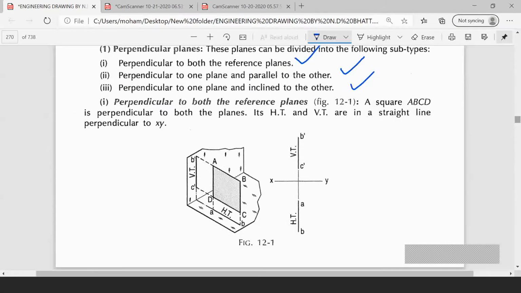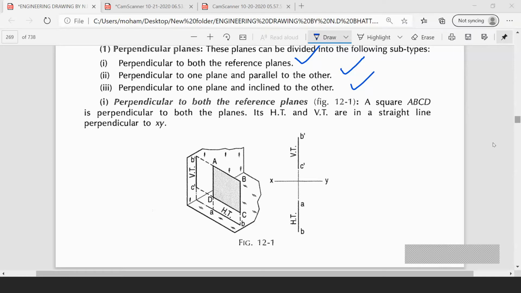Here he has given that the condition is the plane is perpendicular to both the planes. When you see here, in this condition, this is your horizontal plane, and this one will be your vertical plane.